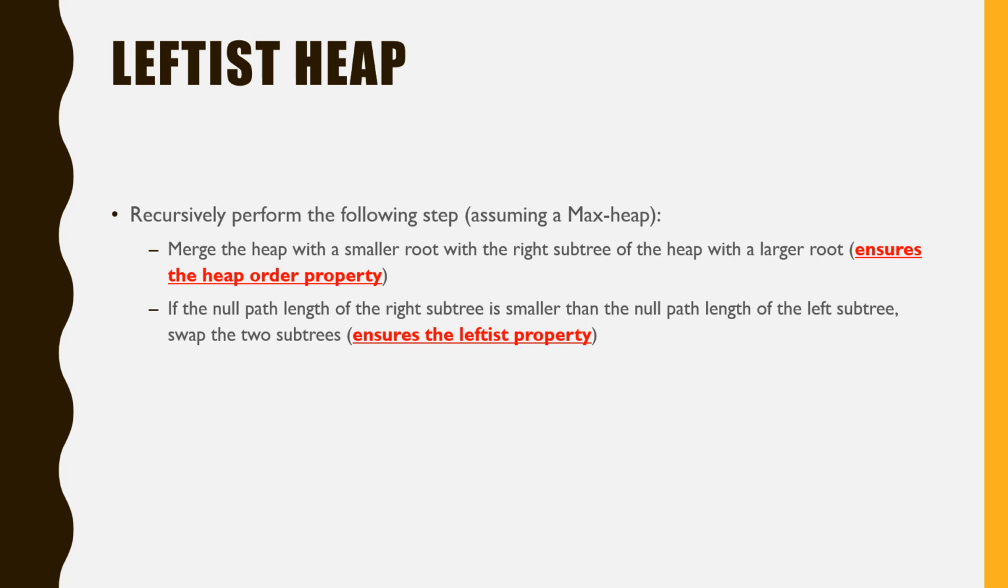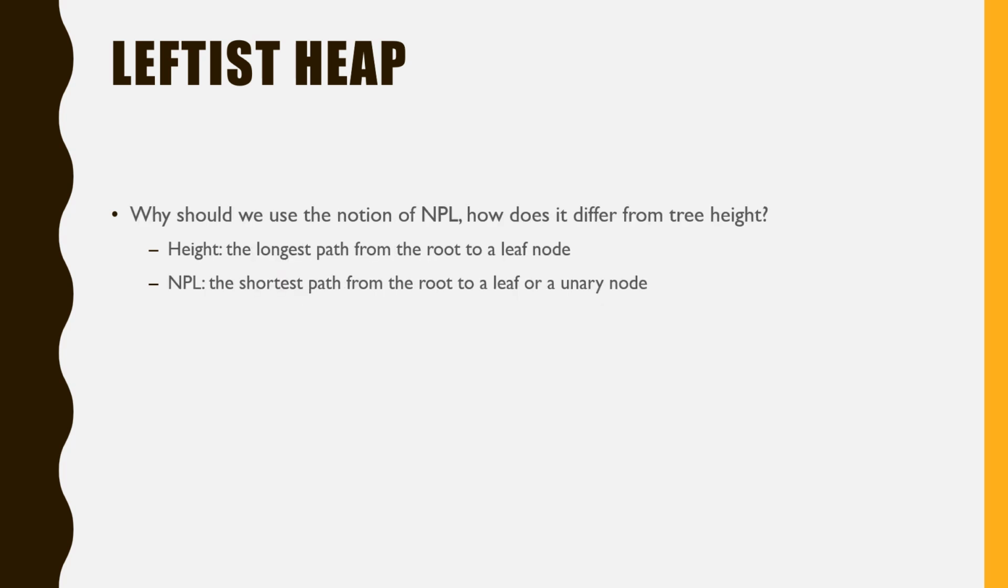Second, swapping the left and right subtrees when necessary ensures that the NPL of the left subtree is always greater than or equal to the NPL of the right subtree, maintaining the leftist property. Now, let's analyze the time complexity of the merge operation.